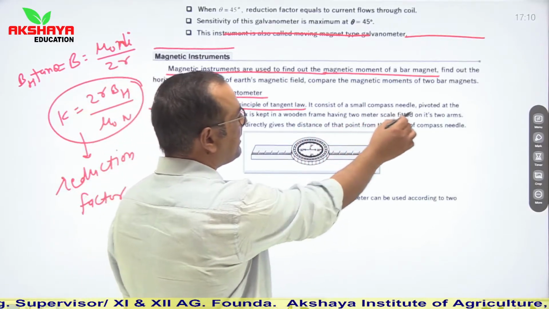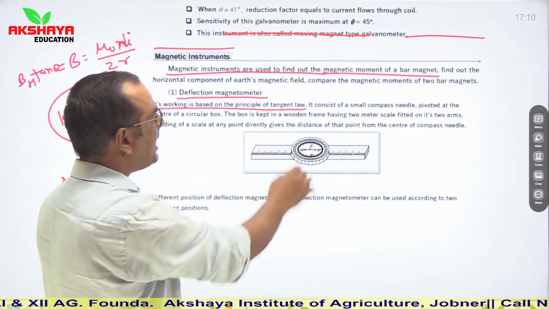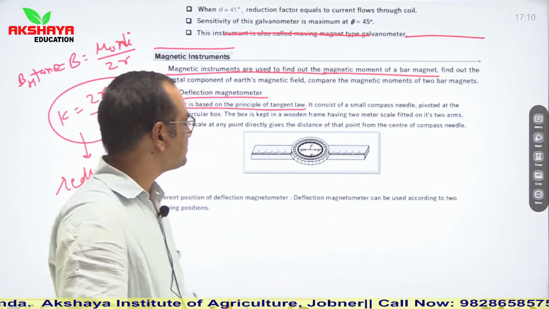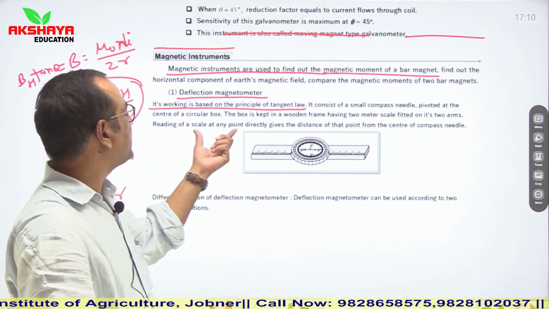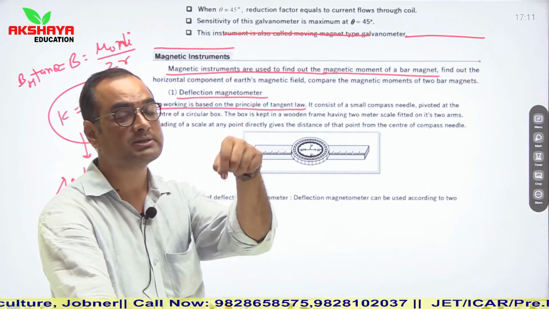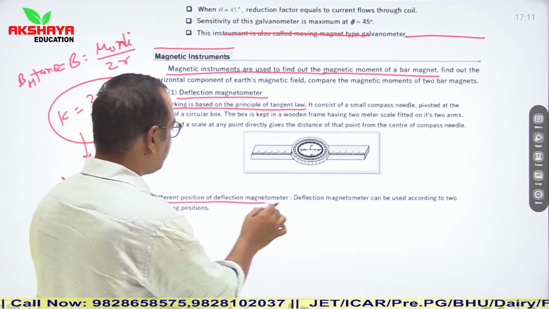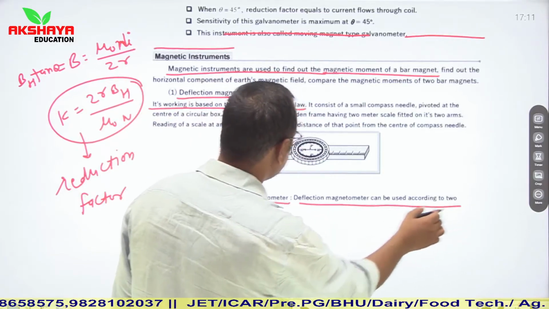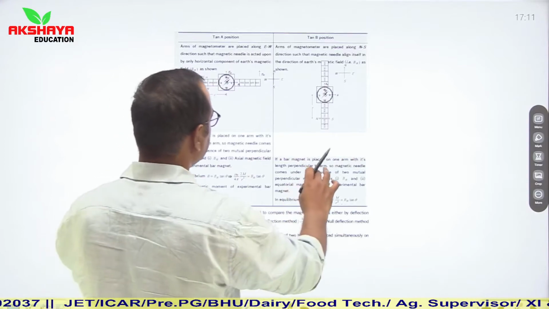It consists of a small compass needle pivoted at the center of a circular box. The box is capped in a wooden frame, having two metric scales fitted in its two arms. The reading of a scale at a point directly gives the distance of that point from the center of the compass needle. The deflection magnetometer can be used in two different positions, according to the following situations.